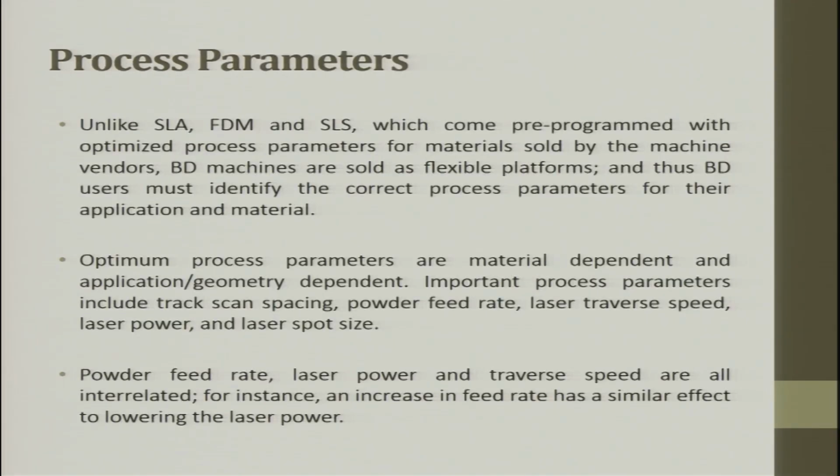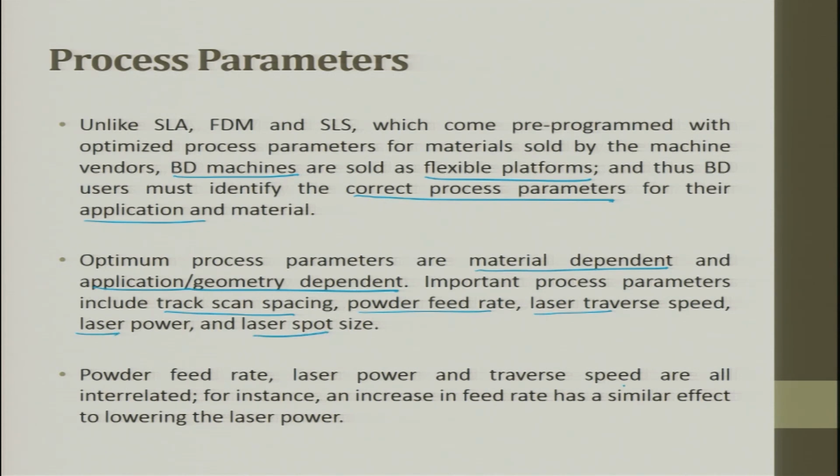So, process parameters: unlike SLA, FDM, SLS, which come pre-programmed with optimized process parameters for materials sold by the machine vendor, BD processes are sold as flexible platforms. Thus, BD users must identify the correct process parameters for their application. Optimum process parameters are material dependent and application geometry dependent. Important process parameters are track scan spacing, powder feed rate, laser traverse, laser power and laser spot size.